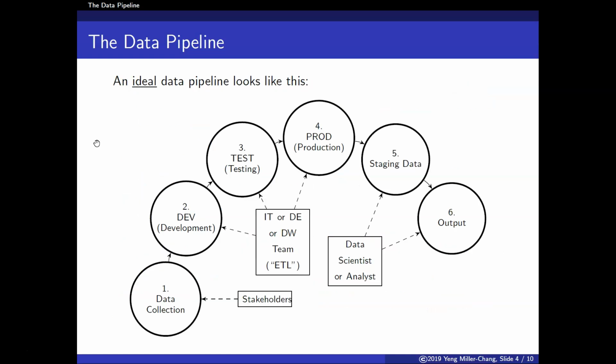Here's what an ideal data pipeline looks like. In an ideal world, you'd have stakeholders or related staff do all of the data collection, have an IT, data engineering, or data warehousing team manage the infrastructure, and then the data professional comes in to turn the data into staging data and make an output out of the data. While in a theoretical sense, this is what the data pipeline would look like, in a practical sense, this is unrealistic. In fact, no company I've ever worked for has ever worked this way. I'll elaborate on this in a bit.